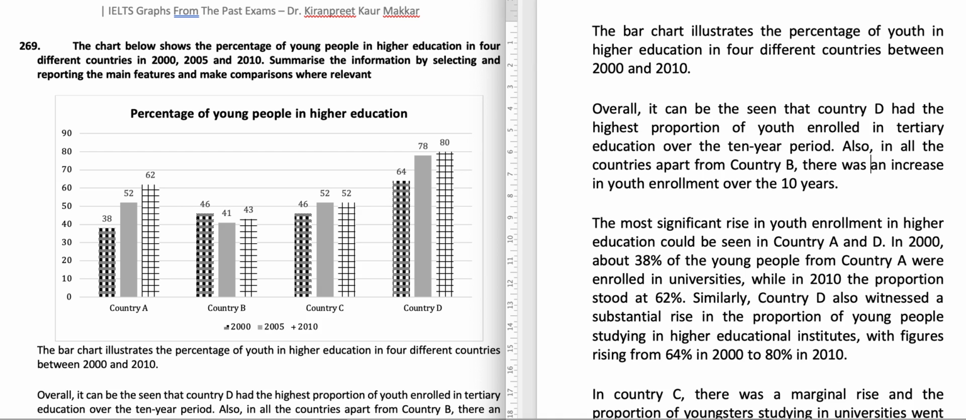The most significant rise in youth enrollment in higher education could be seen in country A and D. In 2000, about 38% of the young people from country A were enrolled in universities, while in 2010 the proportion stood at 62%. Similarly, country D also witnessed a substantial rise in the proportion of young people studying in higher educational institutes, with figures rising from 64% in 2000 to 80% in 2010.